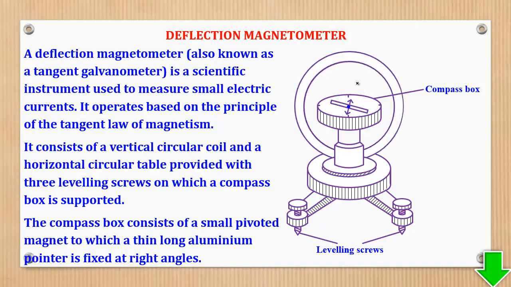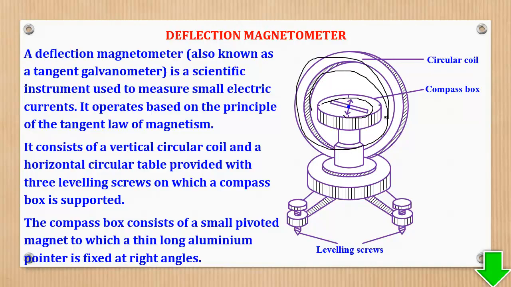Now this circular table is horizontal. The coil is vertical, what we call a circular coil. It is vertical so as to keep their fields perpendicular. Then these screws are the inlets of current. So when you pass current through the coil, a magnetic field will be generated.